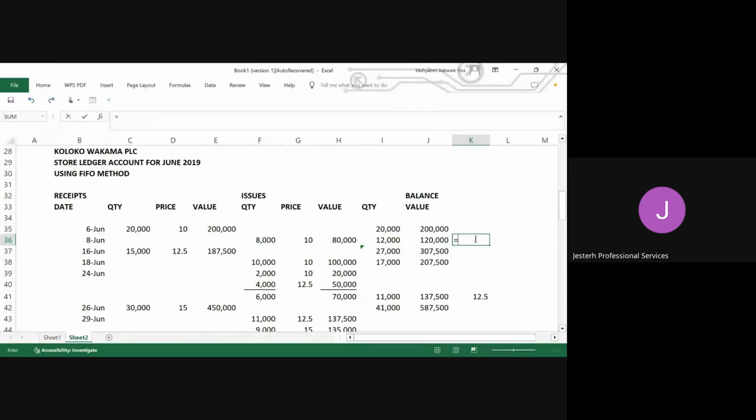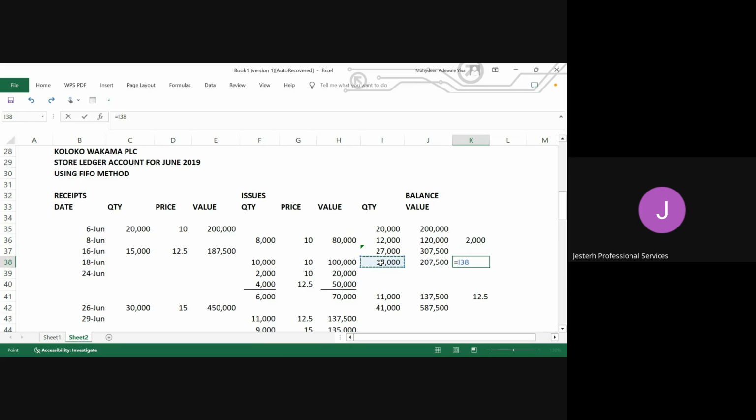Now let me do it here. 12,000 minus the 10,000 that they issue out. Now it's remaining 2,000. It's remaining 2,000 here. And then our new products now, we are having 15,000. How do we get that 15,000?